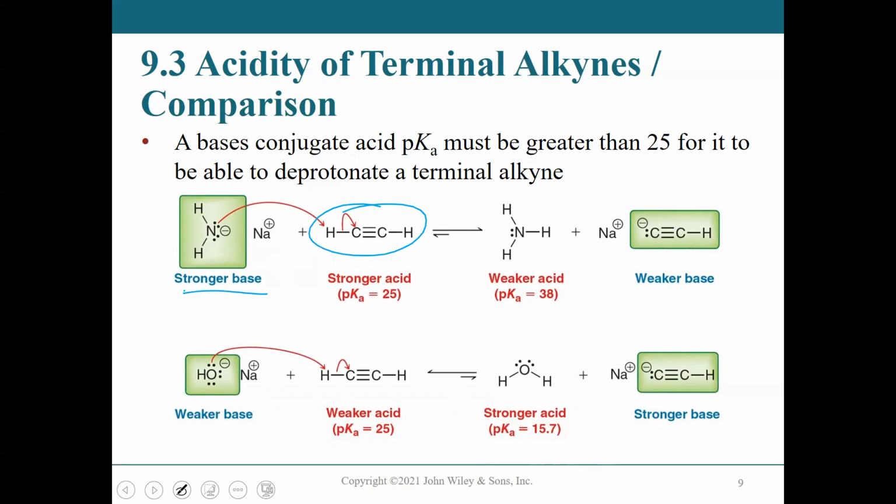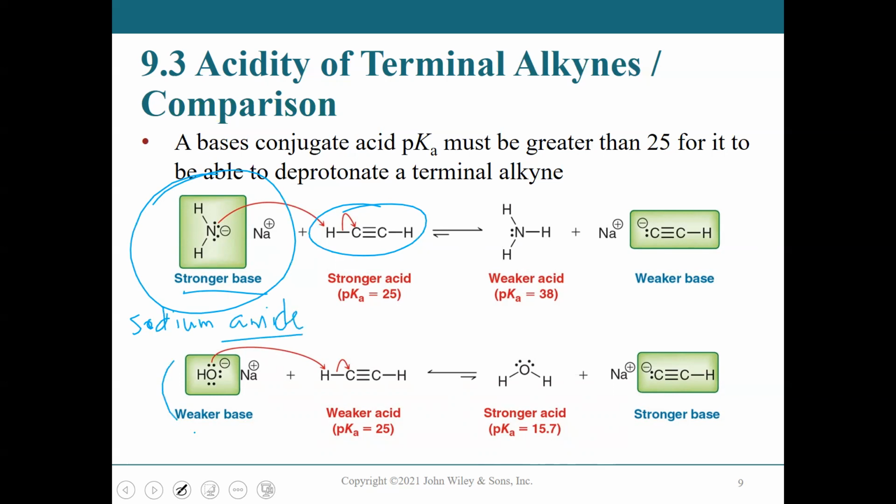For example, here, a strong base is sodium amide. Okay, so just for now, I'm going to be very clear. The only base that we are using to deprotonate an alkyne, a terminal alkyne, is going to be sodium amide. Okay, sodium amide. I will spell it here. Sodium amide.